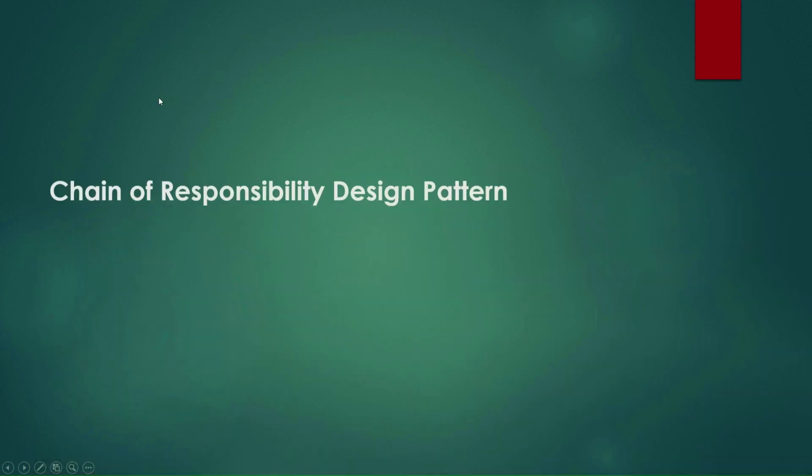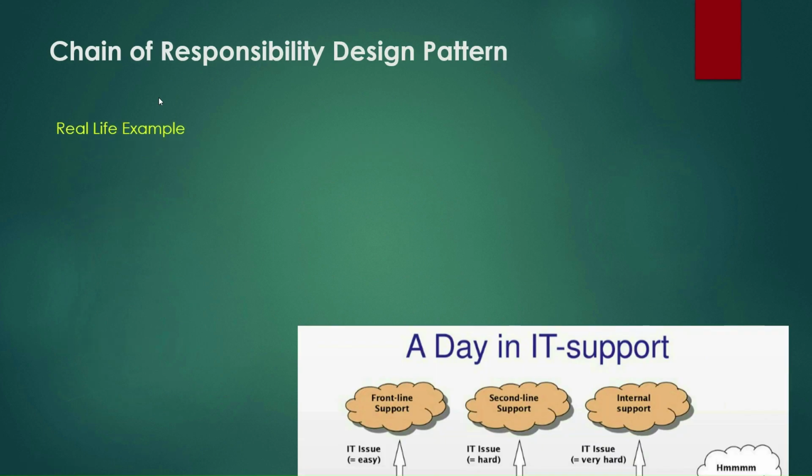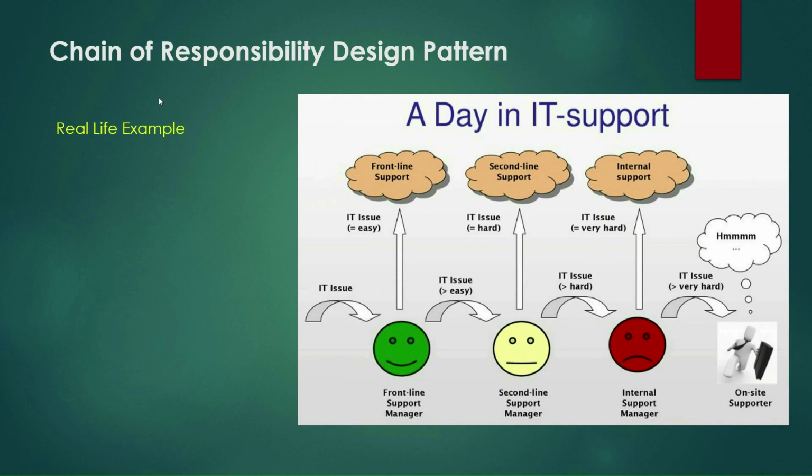Let's talk about a real life example. In real life, we get an IT issue. If it is simple, it will go to the frontline support, and the frontline support can handle it. If the frontline support is able to handle it, then the request ends there itself. If the frontline support people are not able to handle it, then this request will be transferred to the second line of support manager.